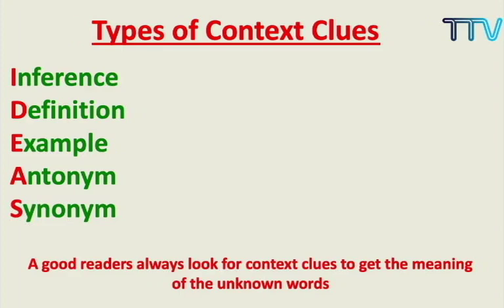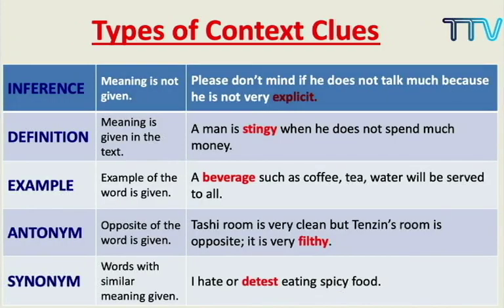Inference, you will get some idea. Definition, sometimes for difficult words, there will be a definition given in that sentence. Sometimes example, sometimes antonym, sometimes synonym. A good reader always looks for context clue. They will never use a dictionary unless it is necessary. So they always look for context clue to get the meaning of the unknown words. That is a skill. The time spent looking for the dictionary, you can save. Okay, yes. So let us try to get some examples.